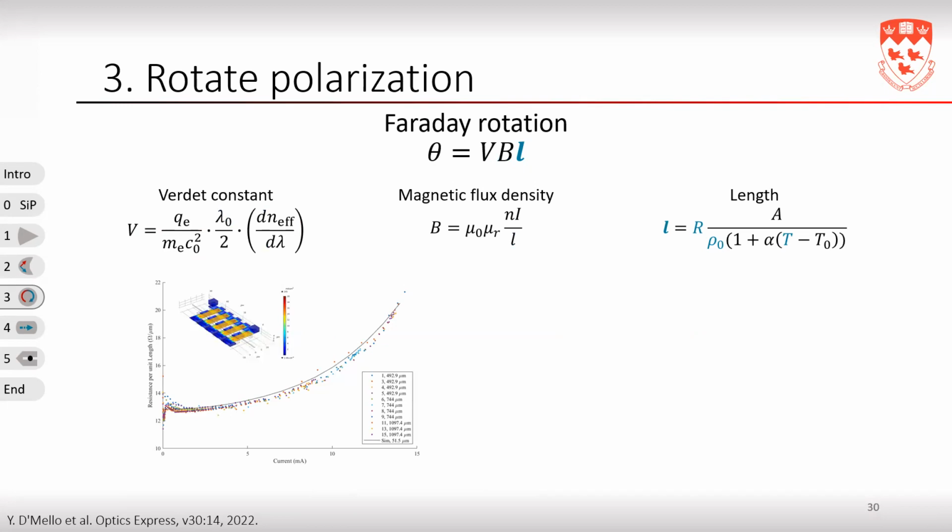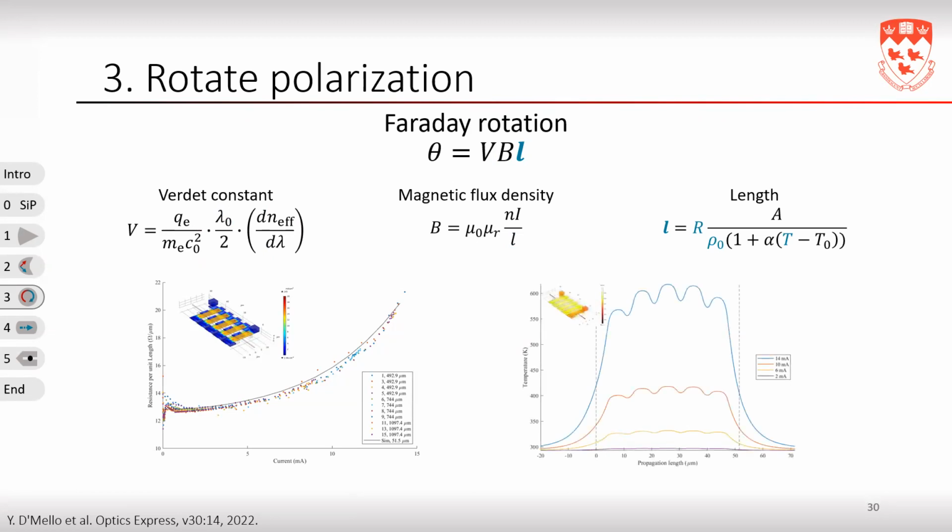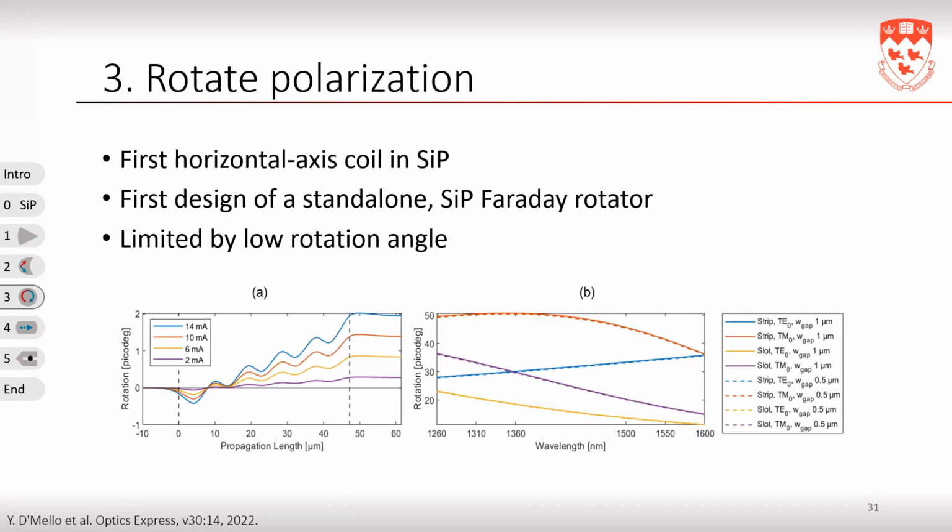This was the first horizontal axis coil in silicon photonics and also represented the first design of a standalone silicon photonic Faraday rotator. Its main limitation was an extremely low rotation angle, for which I identified ways to be able to overcome it by orders of magnitude.